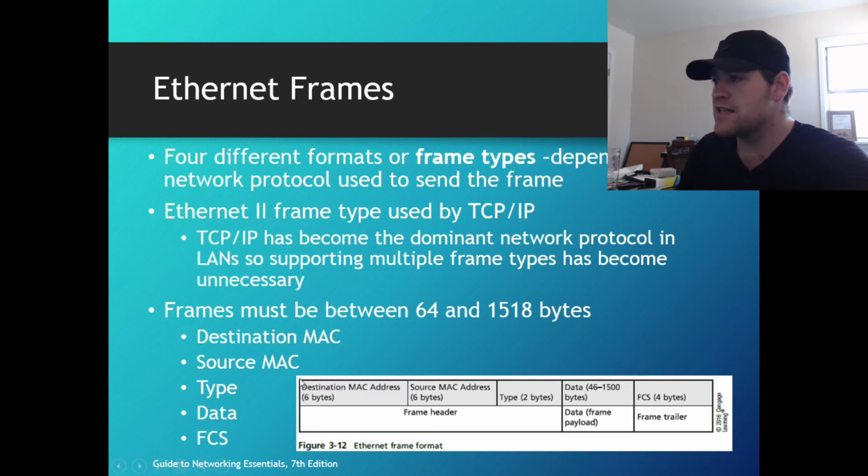Okay? 6 bytes for the destination MAC address, or 48 bits, 6 bytes for the source MAC address, and 2 bytes to distinguish the type, okay? 2 bytes to tell you the type. Pretty much all frames, though, are going to be type 2. So you see Ethernet II, Ethernet 2, frame type is used by TCP/IP. So that's what most frames in use today are.